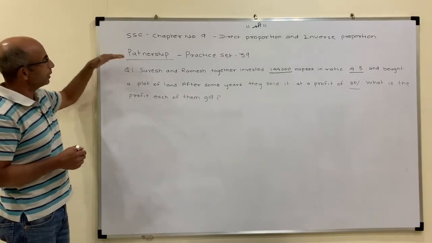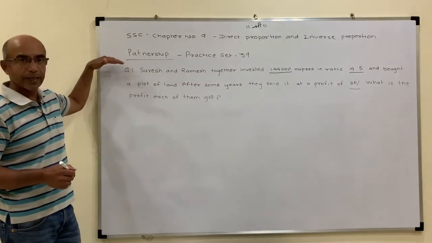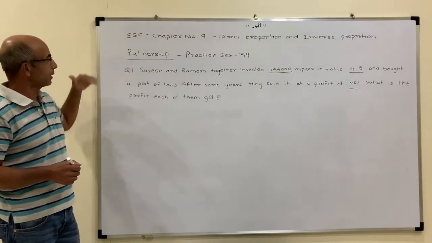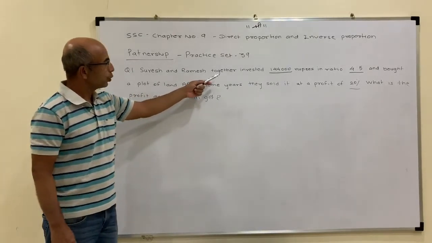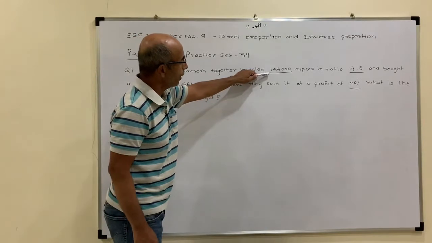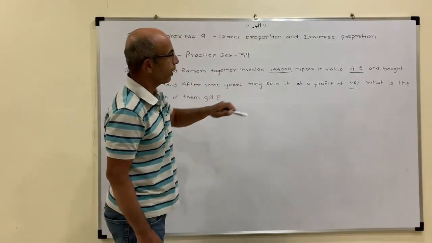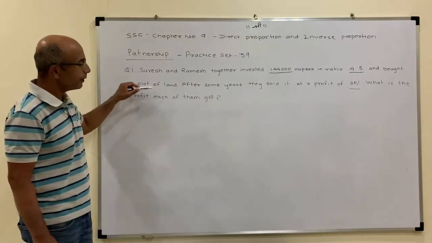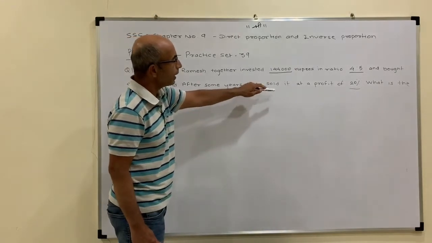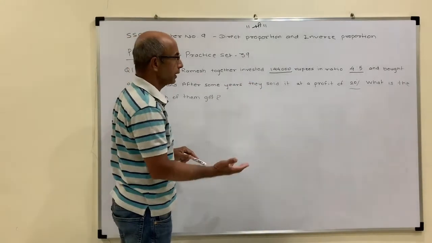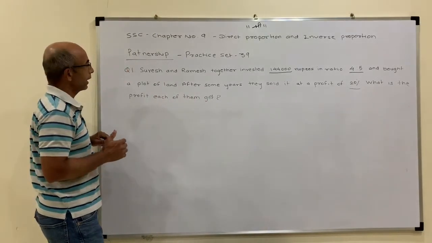Today we will be solving practice set 39, which is on page number 68, on the topic partnership. Question number 1: Suresh and Ramesh together invested 1,44,000 rupees in the ratio 4:5 and bought a plot of land. After some years, they sold it at a profit of 20%. What is the profit each of them gets?